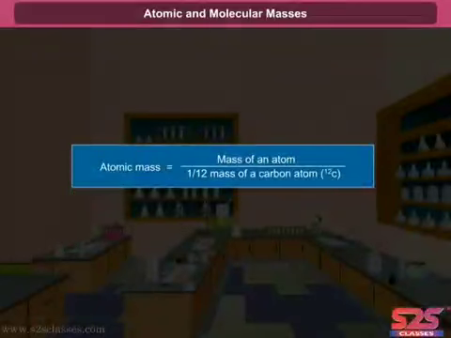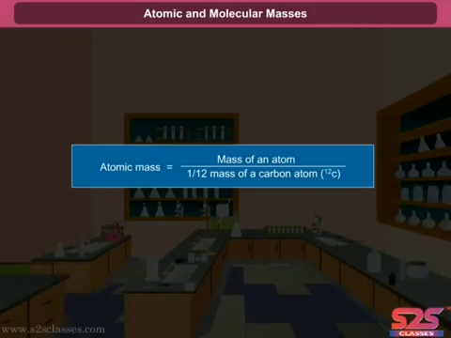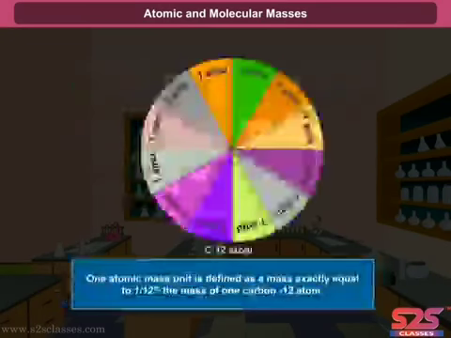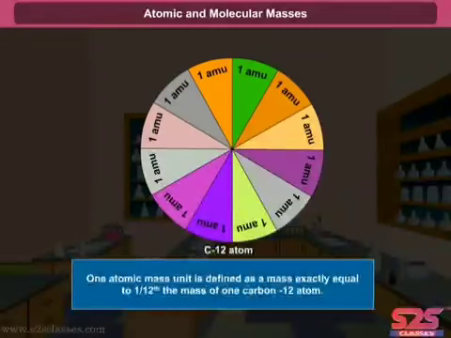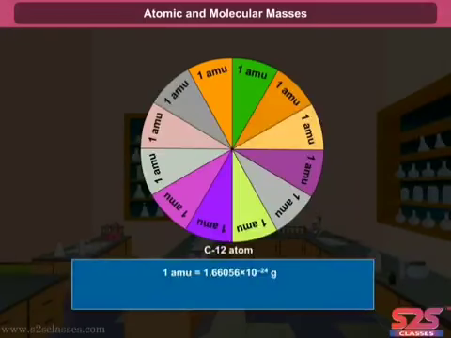Atomic mass of an element is defined as the average relative mass of an atom of an element as compared to the mass of an atom of carbon-12 taken as 12. One atomic mass unit is defined as a mass exactly equal to 1/12 the mass of one carbon-12 atom, and 1 AMU (atomic mass unit) is equal to 1.66056 times 10 raised to the power minus 24 grams.